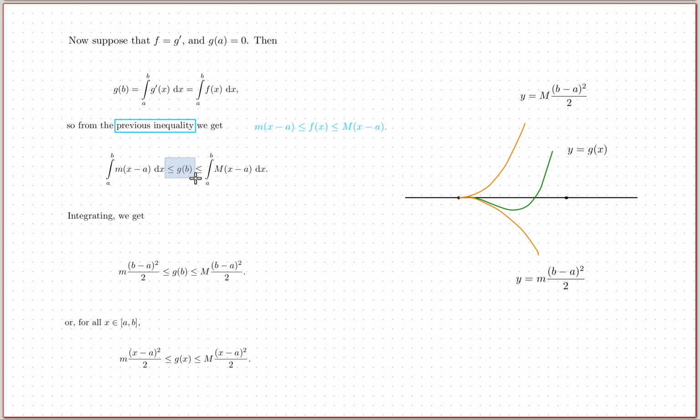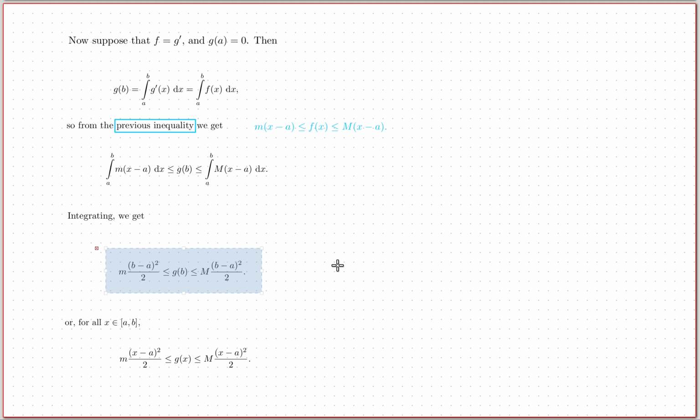So g of b has to be, on the lower side, at least as big as the integral from a to b of little m times x minus a, and no bigger than the integral from a to b of big M times x minus a. Now, these integrals are easy to do, because the m's are constants, so this is just a first-degree polynomial that we're integrating. The integral becomes m times b minus a squared over 2, right? And so on the lower side g is bounded by m times b minus a squared over 2, and on the upper side by big M times b minus a squared over 2.